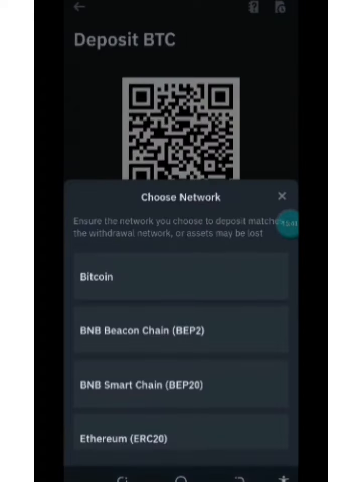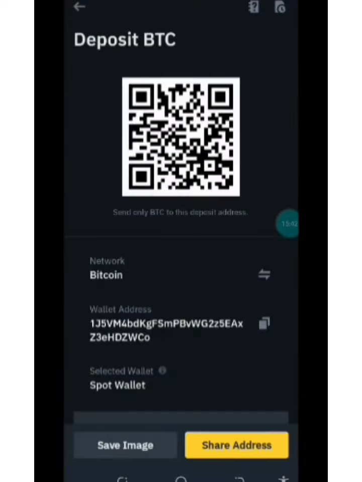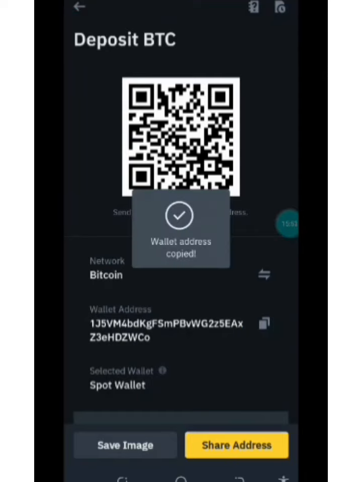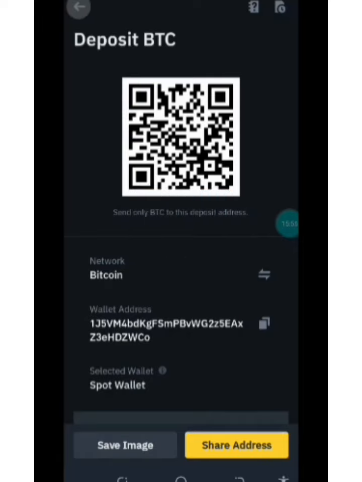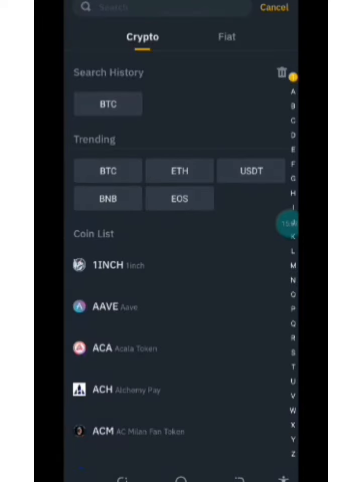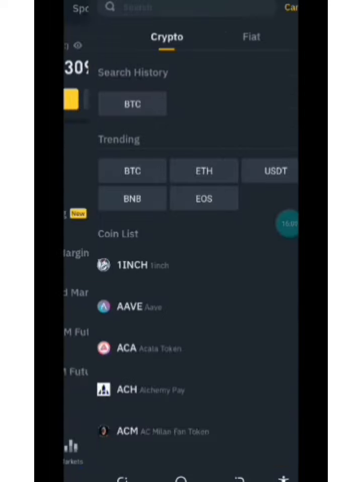So that's very important. Take note of the wallet address you're using. The best wallet address is Bitcoin wallet address. So how do you copy your wallet address? Just click here, then you are done copying. So you can see wallet address copied already. Then you send this to the person you want to send to. When the person credits your account, it reflects that you already have Bitcoin in your wallet.